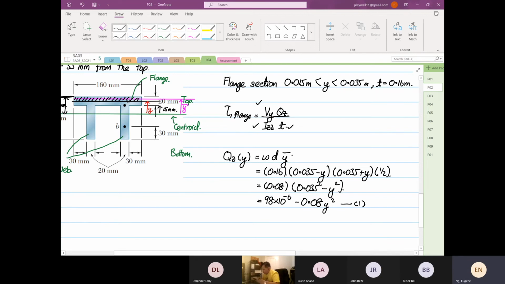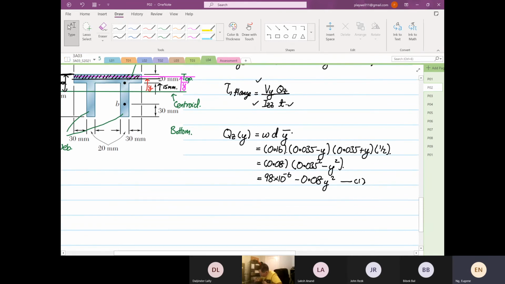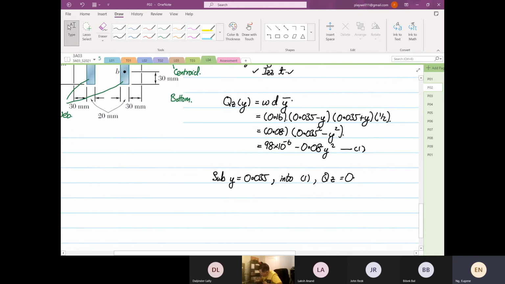Okay. So how do we know that this is correct? How do we know the expression we formed is correct? So we know if we substitute y is equal to 0.035 into equation 1, Qz should be equal to 0. Okay, so we test it out.